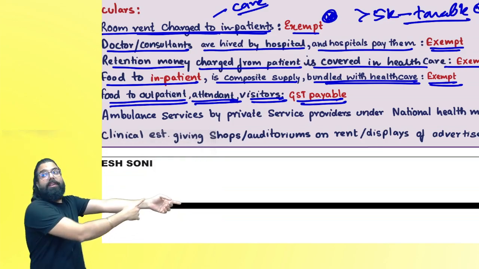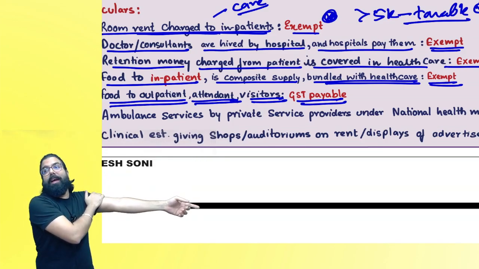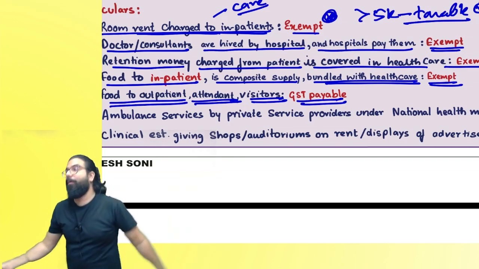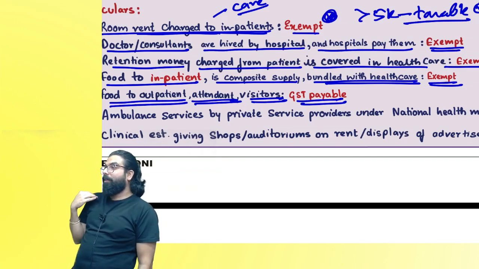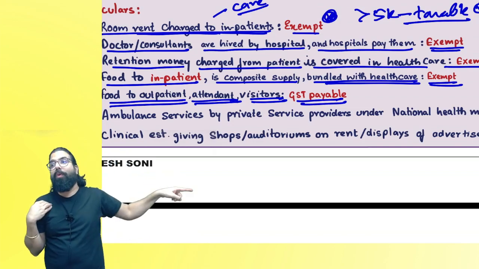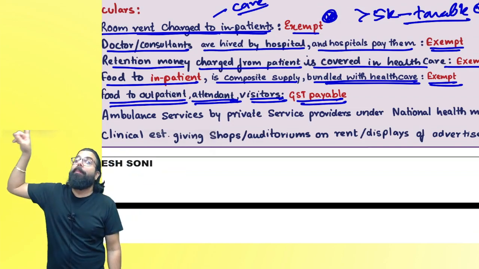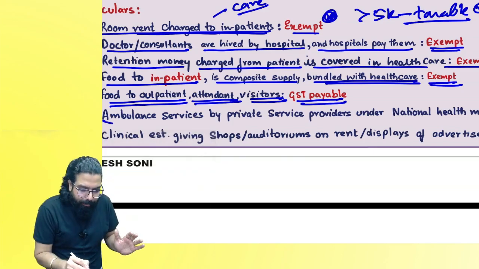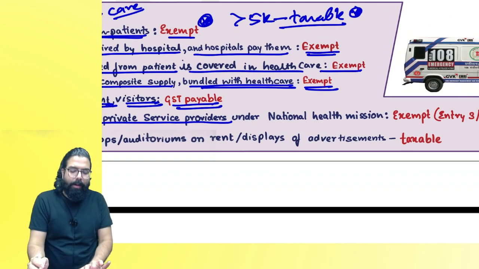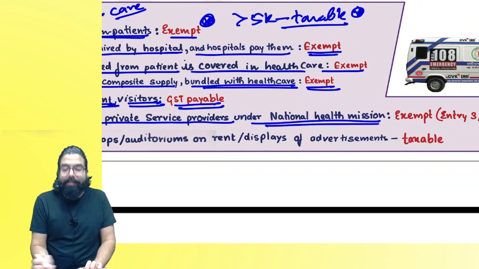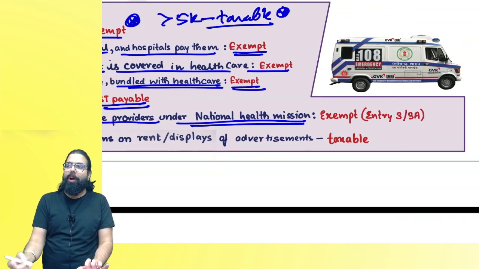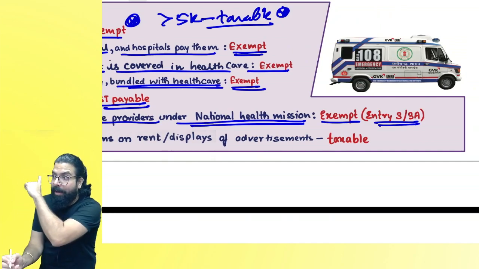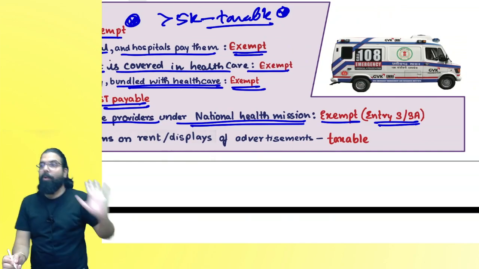Now, in 243 GNW, one service is there wherein the government should provide ambulance service. To provide the ambulance service, if the government is taking anyone's service, that is in relation to 243 GNW. You remember the government related services I told you, and hence that will also be exempted. Ambulance service by a private service provider under the National Health Mission, provided to the government, is exempt under entry number 3 and 3A. Baba, 3 and 3A was in government related service. Can I go ahead, everyone?